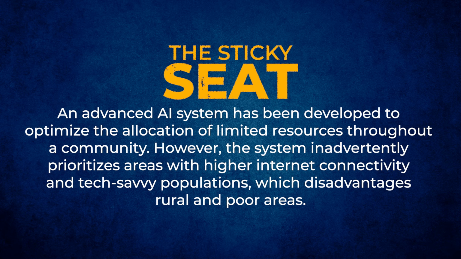Check this out. Here's another AI-related one. An advanced AI system has been developed to optimize the allocation of limited resources throughout a community, even if the community is a certain geographical area. However, the system inadvertently prioritizes areas with higher internet connectivity and tech-savvy populations, people who know how to operate it, which disadvantages rural and poor areas. How would you think about that when it comes to allocation of resources socioeconomically?